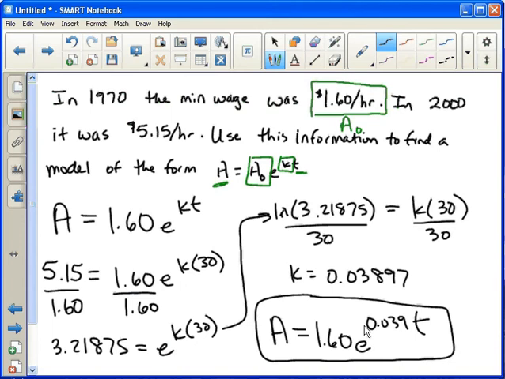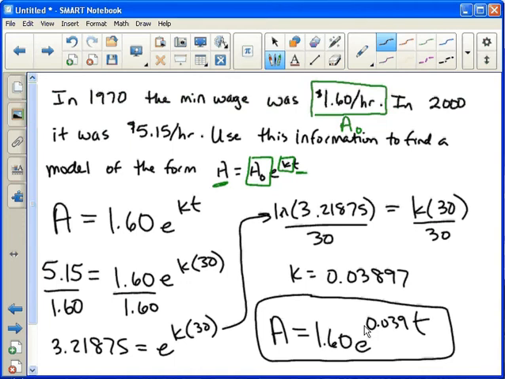So you can estimate, okay, what would we expect the minimum wage to be in 2010 based on this model? What would we expect the minimum wage to be in 2020 or 2030 or 2050? So this, using old data here, allows us to give an estimate or a way to guess what it will be in the future.